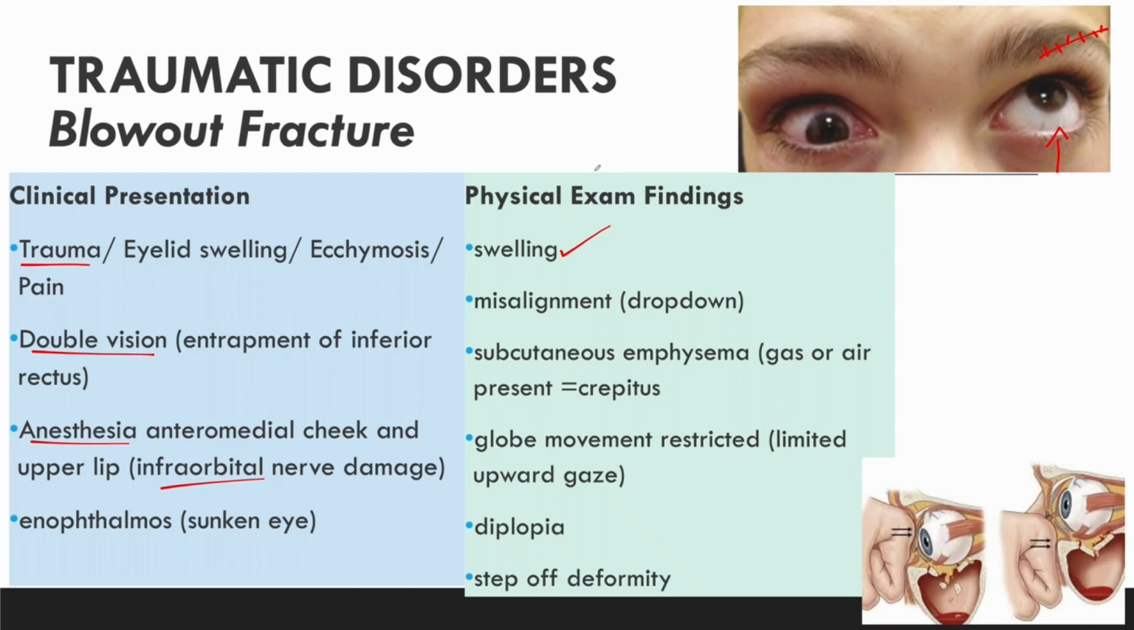You can actually get air because you get a crack and it goes into the sinus. Sinus is connected to your nose. So if you blow your nose, sneeze, cough, you actually push air up into the subcutaneous tissue, and you can get this crepitus and emphysema. So it's air under the skin. It feels kind of like Rice Krispies, kind of weird. And then, of course, restriction of the globe movement, double vision, and then you can have step-offs. And that's kind of what happens here.